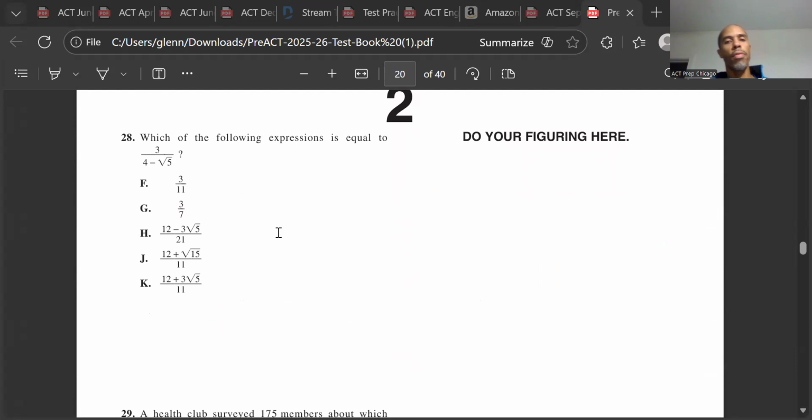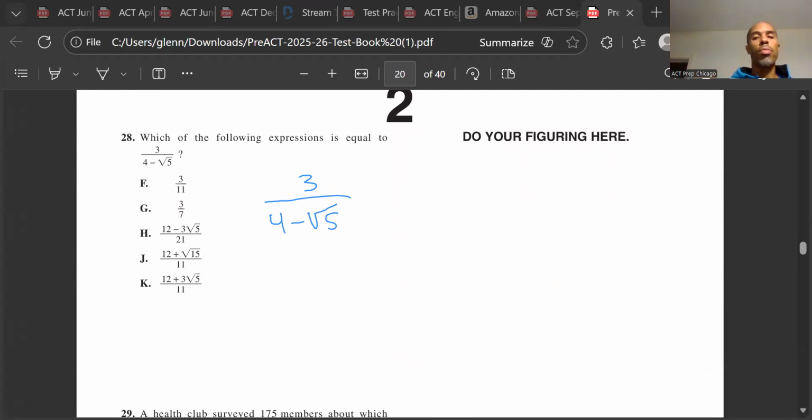Next up, which of the following expressions is equal to this? So we don't want a square root in the denominator, so we have to rationalize the denominator. So we have 3 over 4 minus radical 5. Rationalize the denominator is when your denominator is separated by addition or subtraction signs, which it is here, right? If it were just one term, we could deal with that a lot easier.